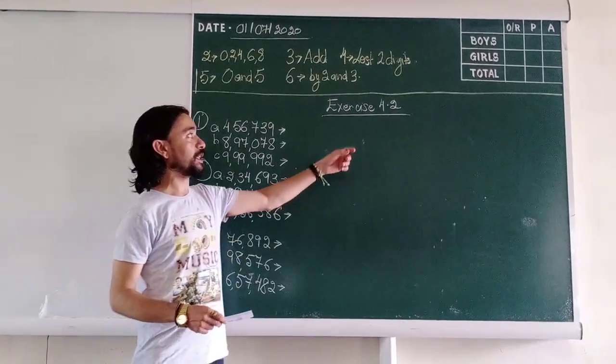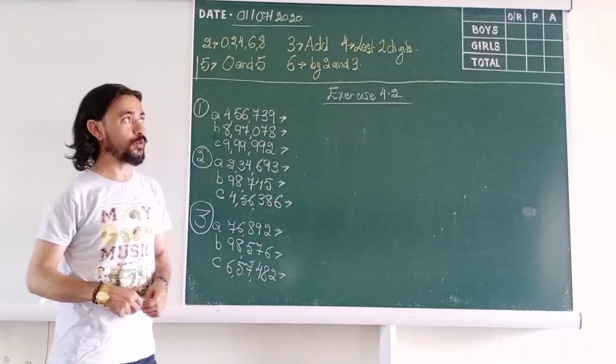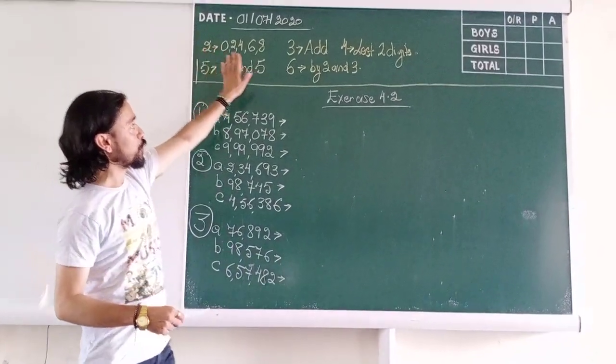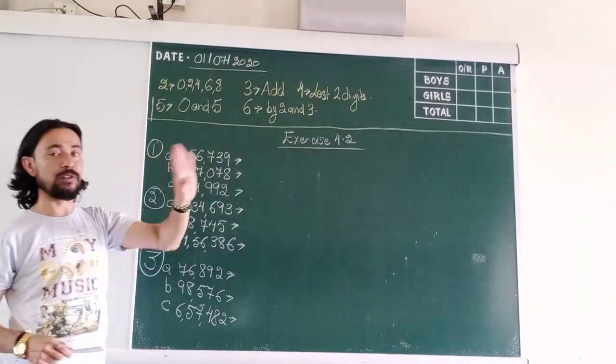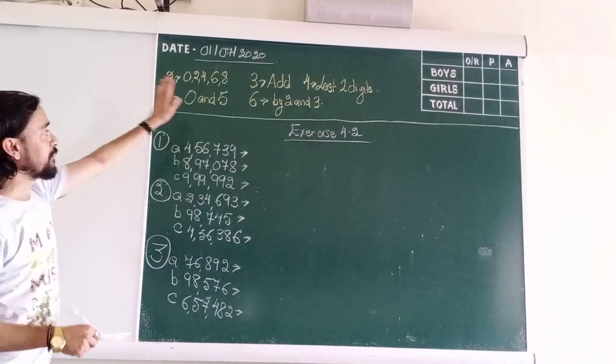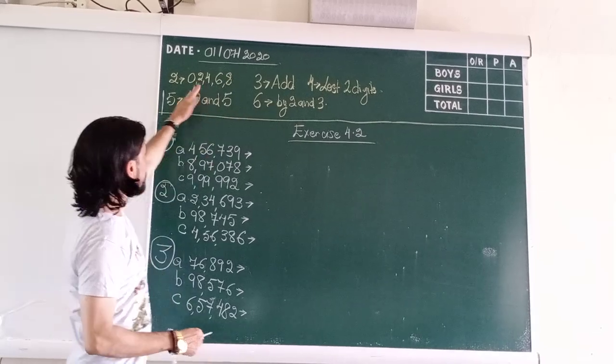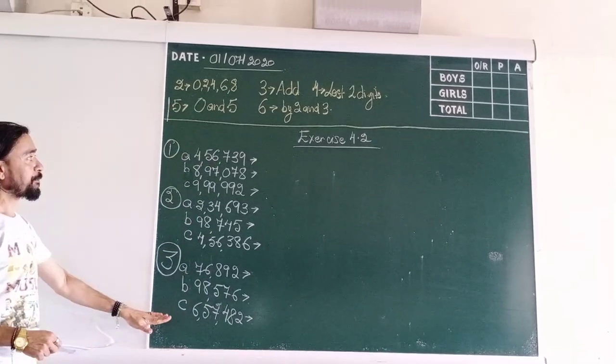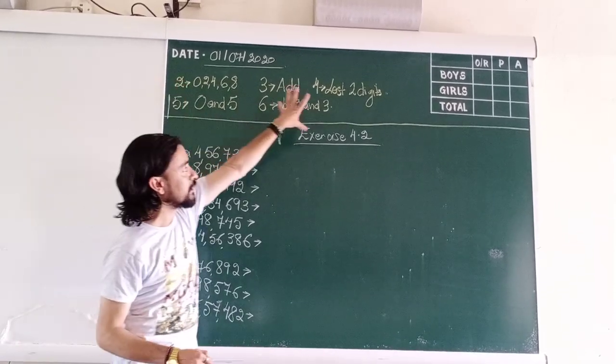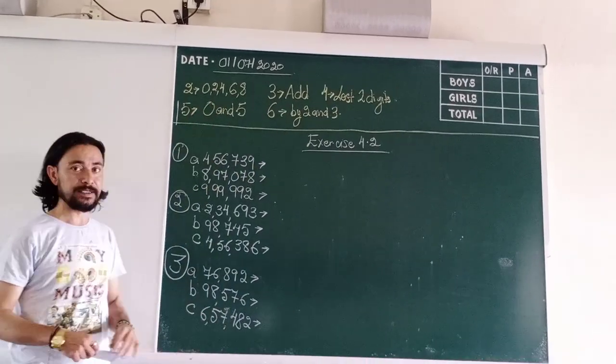We are starting with our new exercise 4.2. Now, what you see written on top here in yellow does not have to be copied into your notebook. This I have kept for reference because we are targeting the first 5 sums, and we do require this information in order to solve these sums.